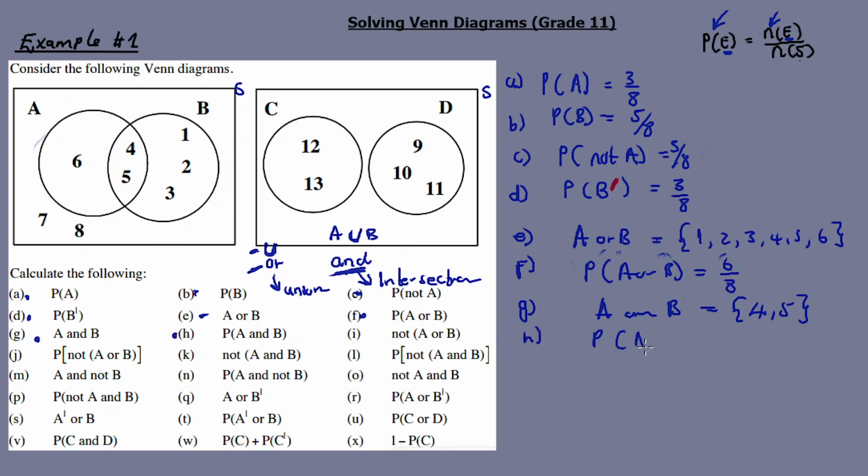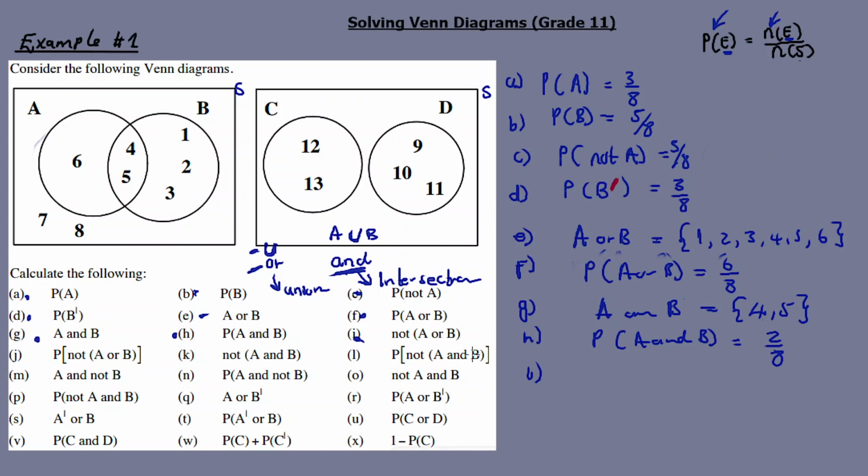H. So probability of A and B. This is what? The number of outcomes in A and B divided by the total number of outcomes in the sample space. So it's going to be A and B, the intersection, it's 1 and 2 over 8.